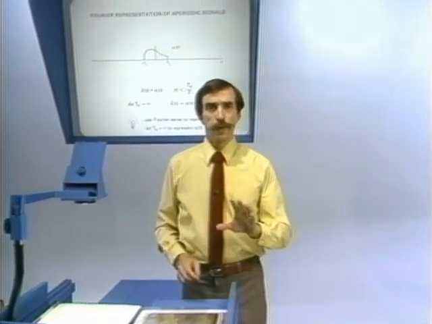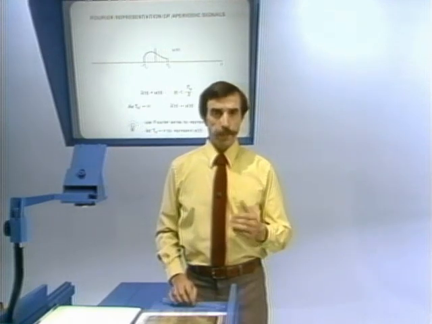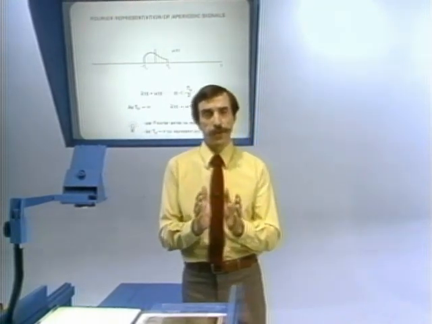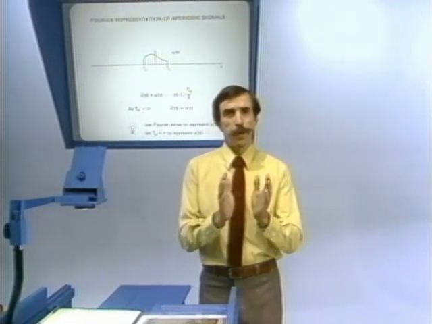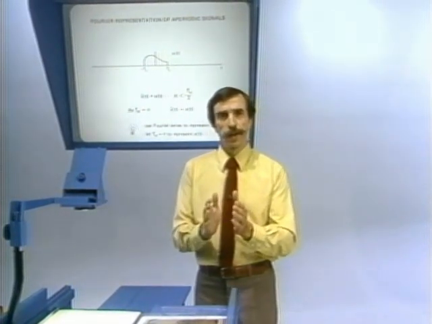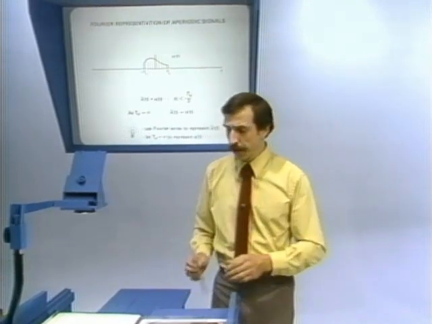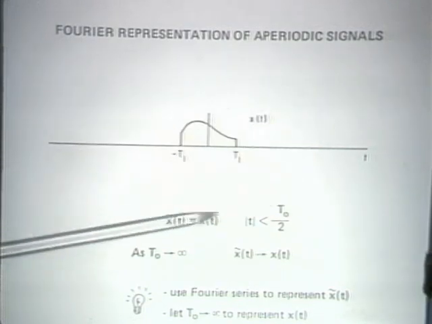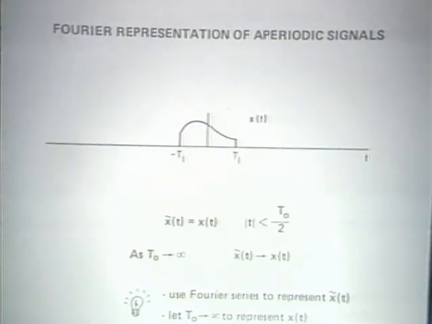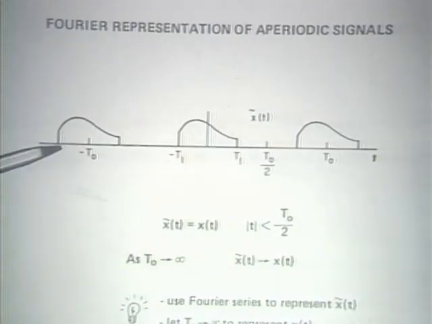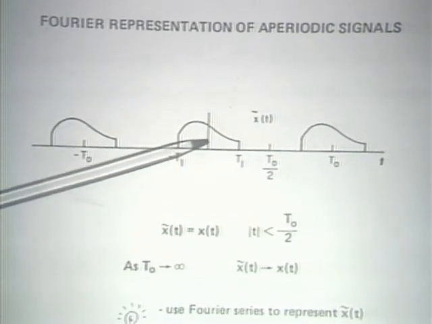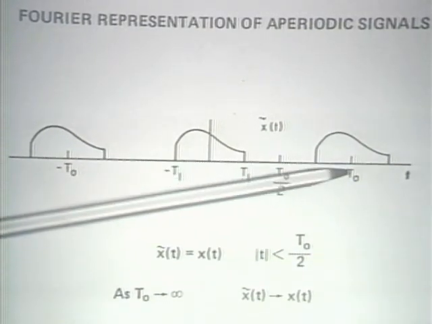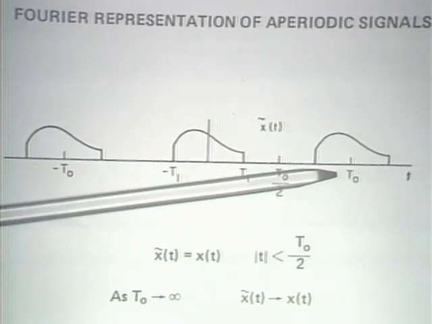If we have a non-periodic signal, or aperiodic signal, we can think of constructing a periodic signal by simply periodically replicating that aperiodic signal. So, for example, if I have an aperiodic signal as I've indicated here, I can consider building a periodic signal where I simply take this original signal and repeat it at multiples of some period t0.